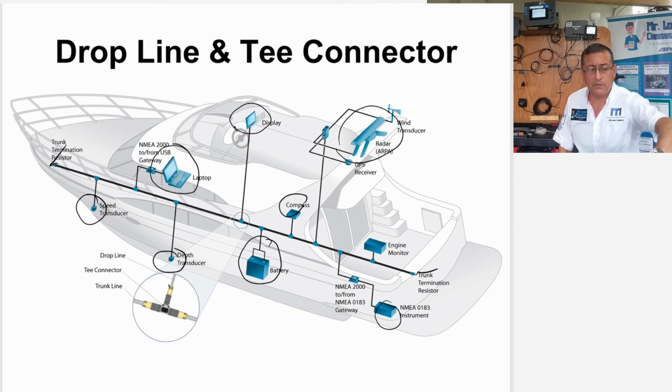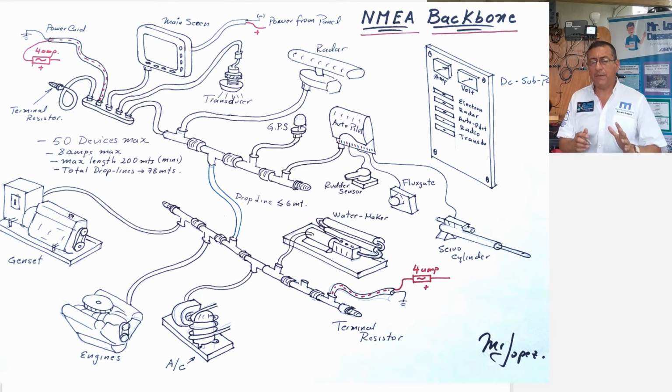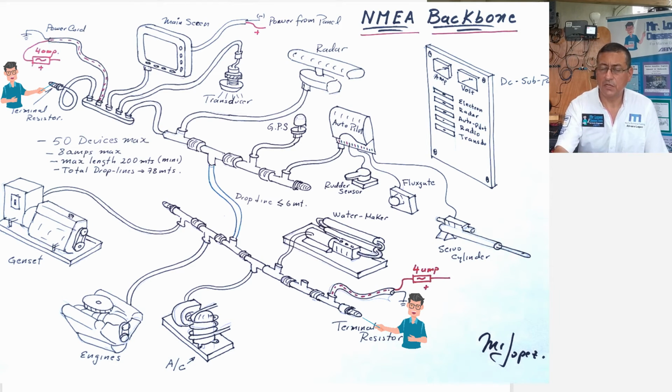Okay, this is the picture that we checked before. And now the amount of devices. A maximum of 50 physical devices shall be connected to the network. And the disconnection of any device shall not interrupt any other devices. Okay? And this is a typical network configuration of the backbone. This one is perfect. You have a terminal resistor, those T's, equipment, okay, and no more than 78 meters in the drop lines, no more than 50 equipments.